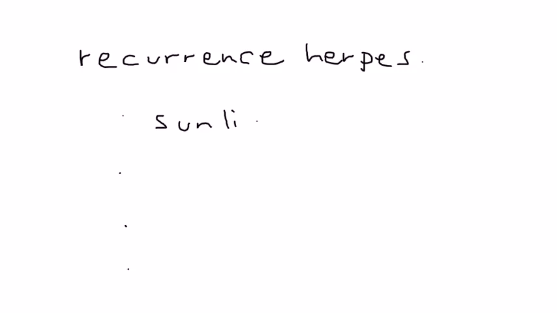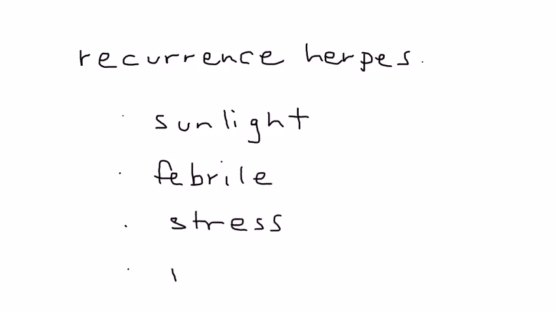A lot of sunlight can trigger this, a febrile illness, stress, physical and emotional stress, and definitely immunosuppression. For example, someone who has HIV and has a weakened immune system. That's why herpes is one of those things that just keeps reoccurring, because the recurrent herpetic eruptions are precipitated by all those things that I just mentioned.